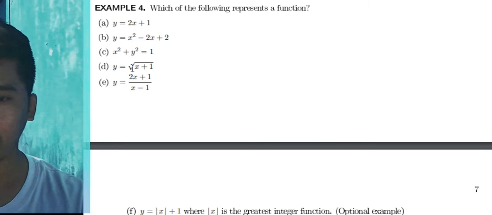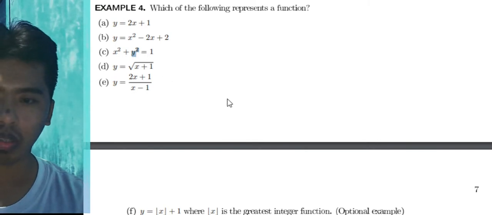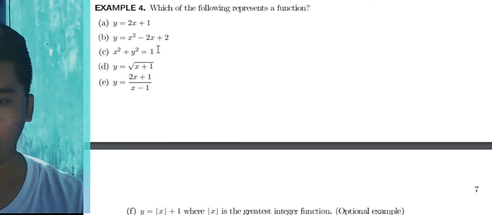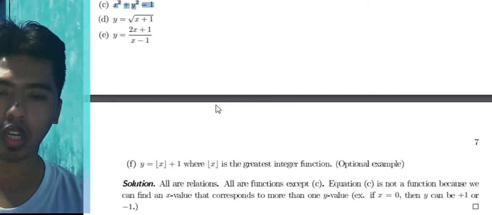So if you look at the other examples here, the y is not squared. Here the y is not squared, the y is not squared. So only in letter C is the y being squared. Therefore, this x squared plus y squared is not following the vertical line test. Then this makes this equation not a function.